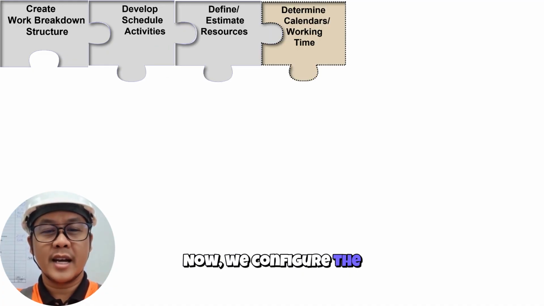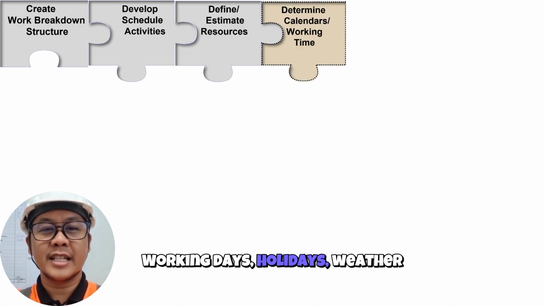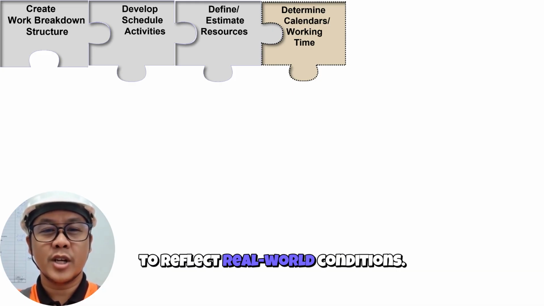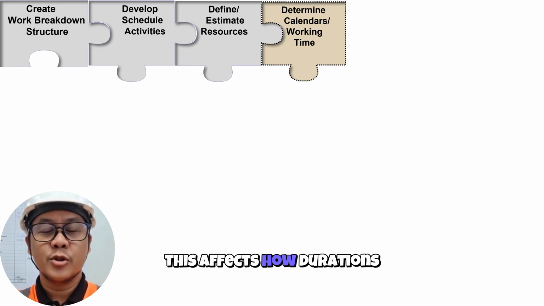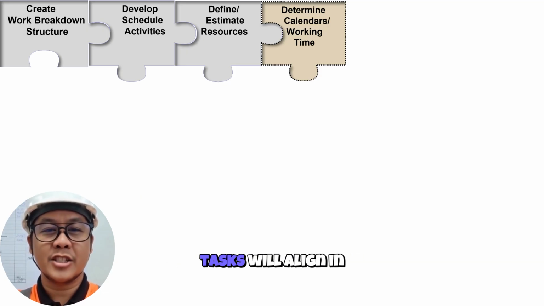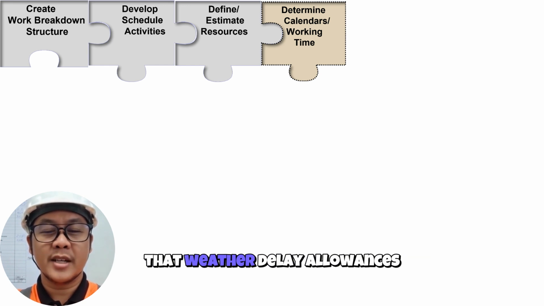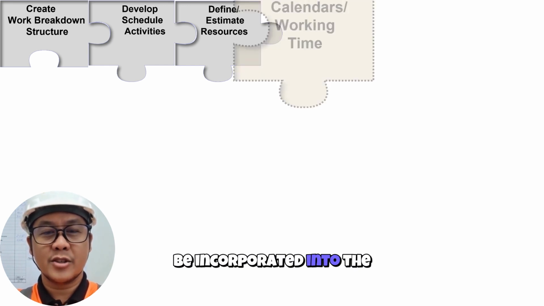Now, we configure the calendars. Working days, holidays, weather conditions, and shift hours must be factored in to reflect real-world conditions. This affects how durations are calculated and how tasks will align in the timeline. Many scheduling specifications require that weather delay allowances be incorporated into the calendar.